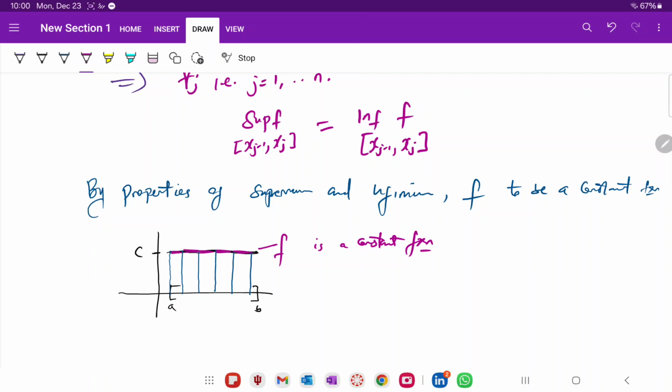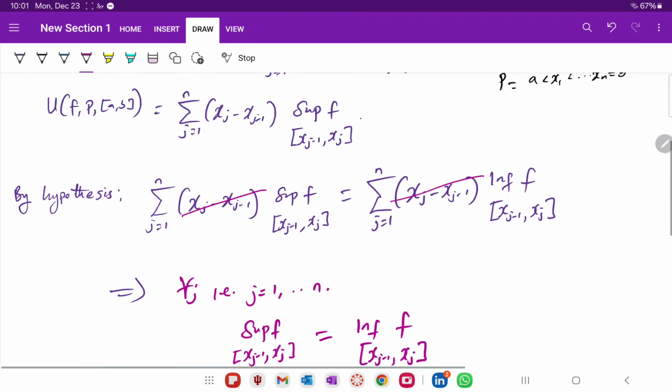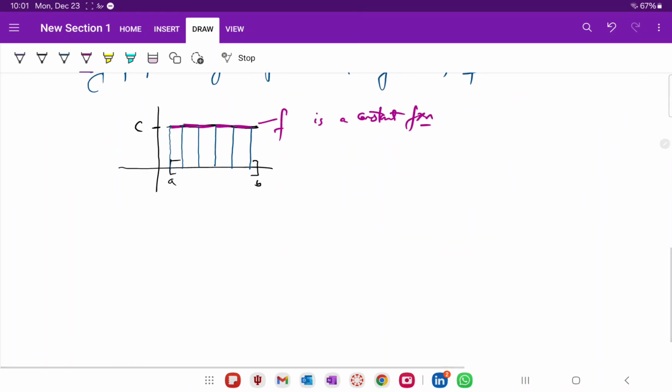Or else, by the definition of supremum, the sup of f over the same interval would be greater than the infimum of f. So that is that. So let's go to the second question.